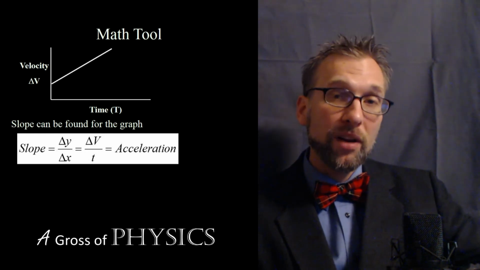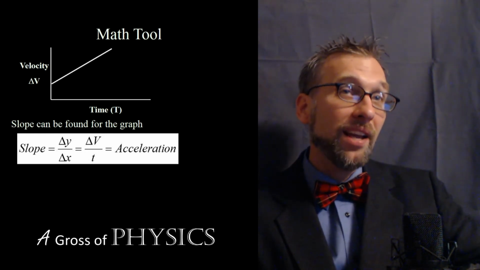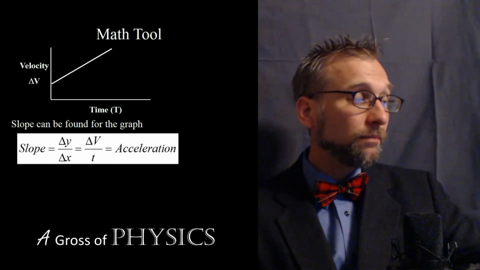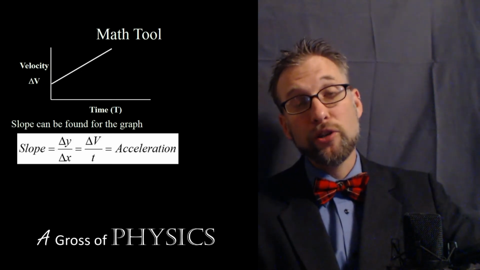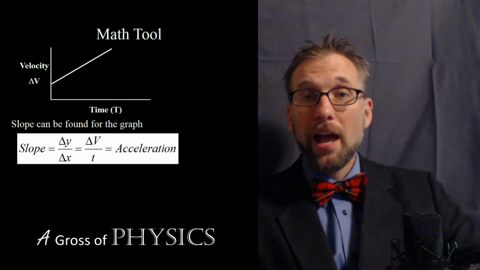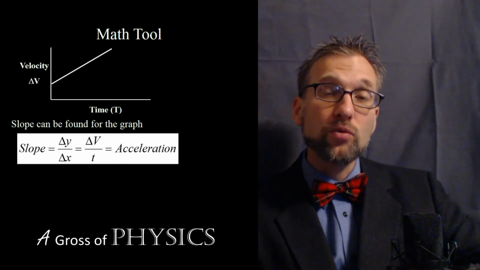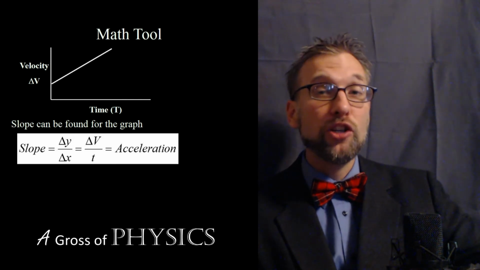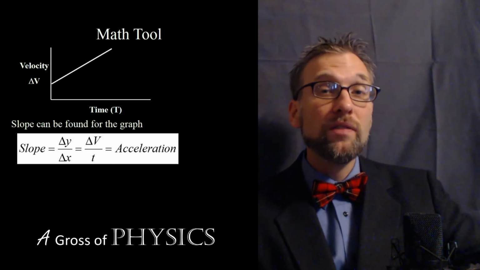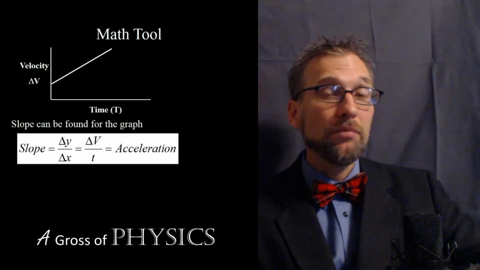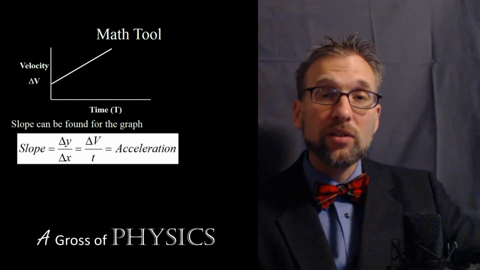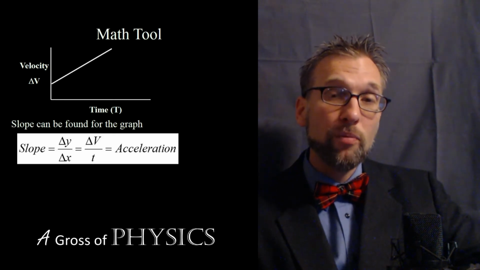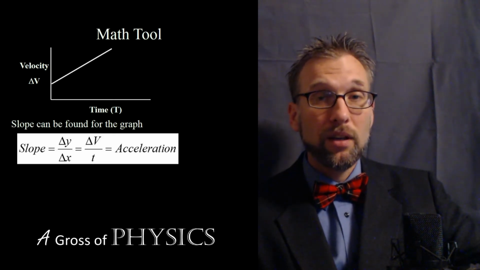Because we're going bigger and bigger in terms of the slope, we have a constant acceleration, yes, but an increasing velocity. Now, in order to find the slope, it's change in y over change in x. As we know, change in y is represented by change in v, and change in x is represented by change in t. Well, change in velocity over time is acceleration. A equals delta v over delta t.